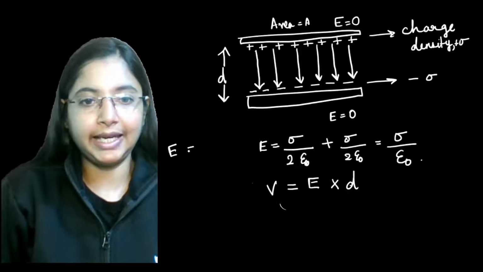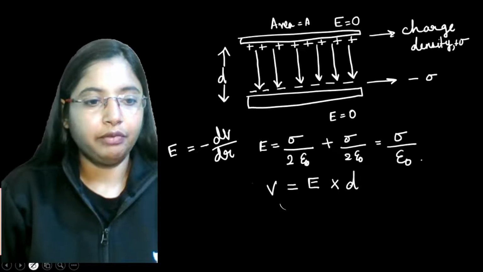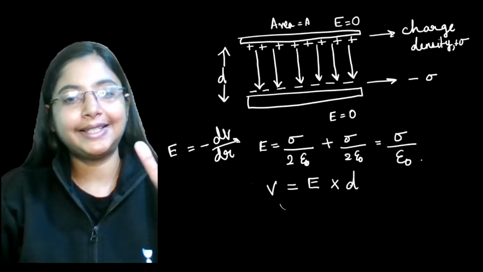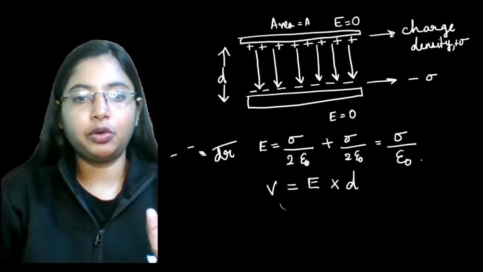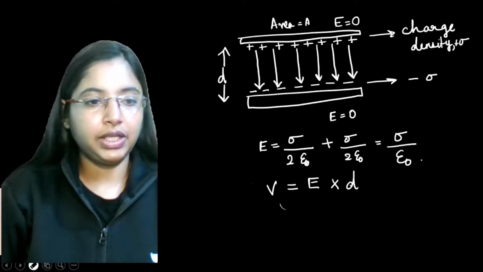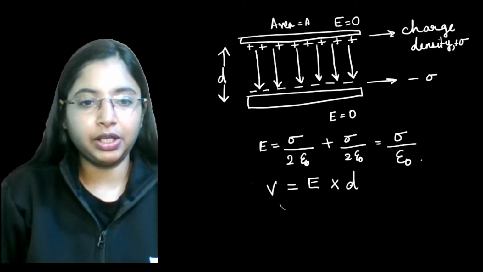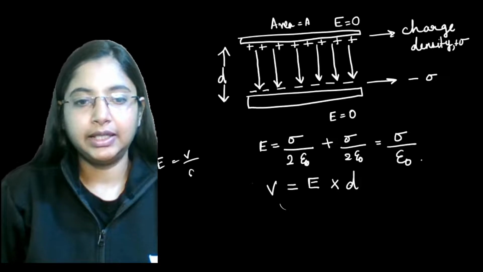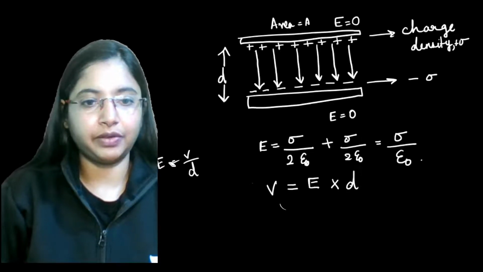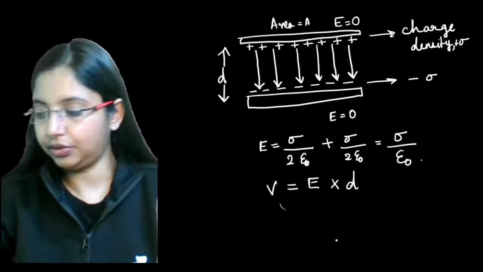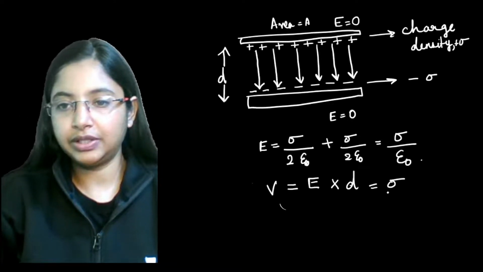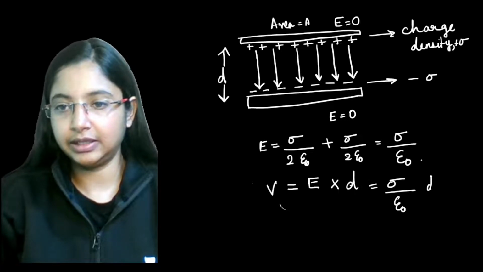Remember, electric field is equal to the negative of the potential gradient. You would have seen this earlier, meaning the electric field will go in the direction where the potential because of a charge is steeper. So E is equal to potential by distance or displacement. In this case, potential will be electric field into distance. Electric field we know is sigma by epsilon naught, into distance d again.